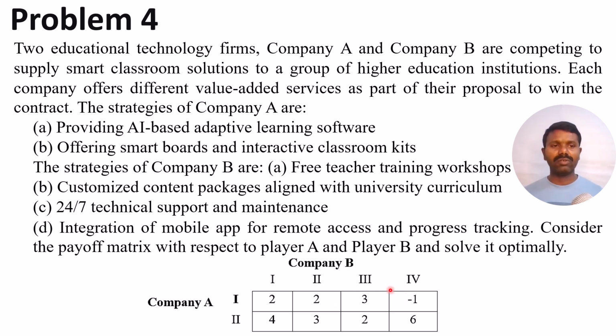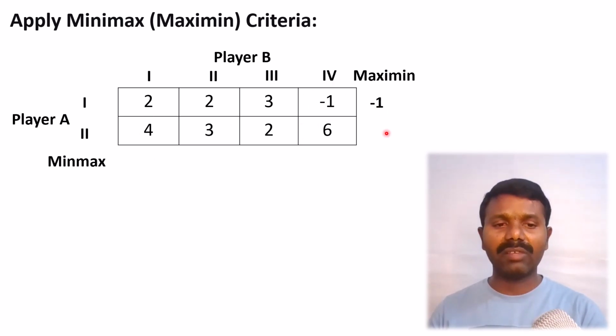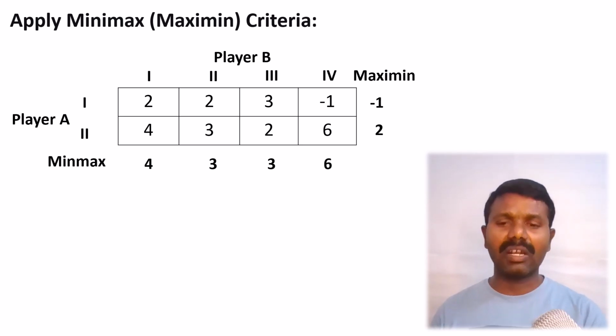Now we need to solve this problem. And what is the first method we are going to follow? We are going to apply the minimax criteria, because here they have already given the payoff matrix. In the first row the minimum value is -1, and here the minimum value is 2. And column wise, the maximum value is 4, and here 3, and 3 and 6. So the minimax value is 2, but the maximin value is 3. So both are not equal. So it is a mixed strategy problem.